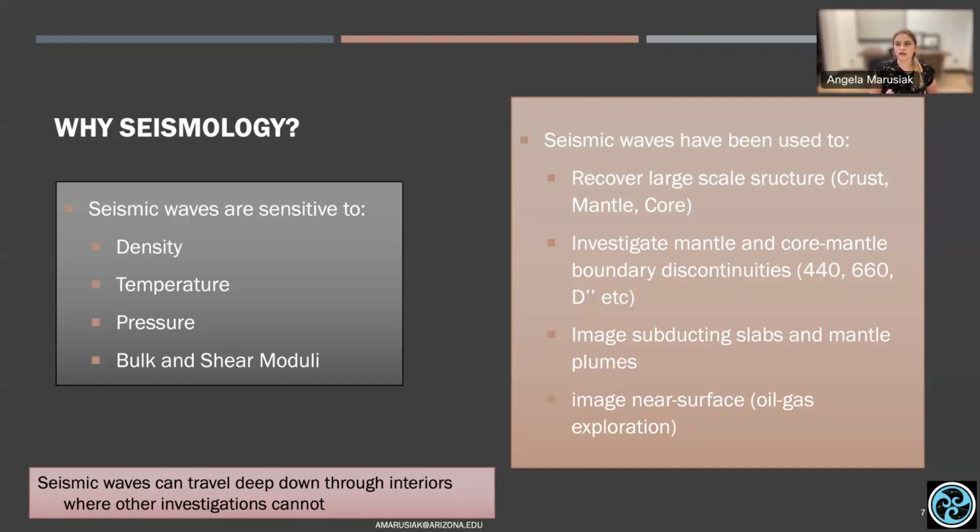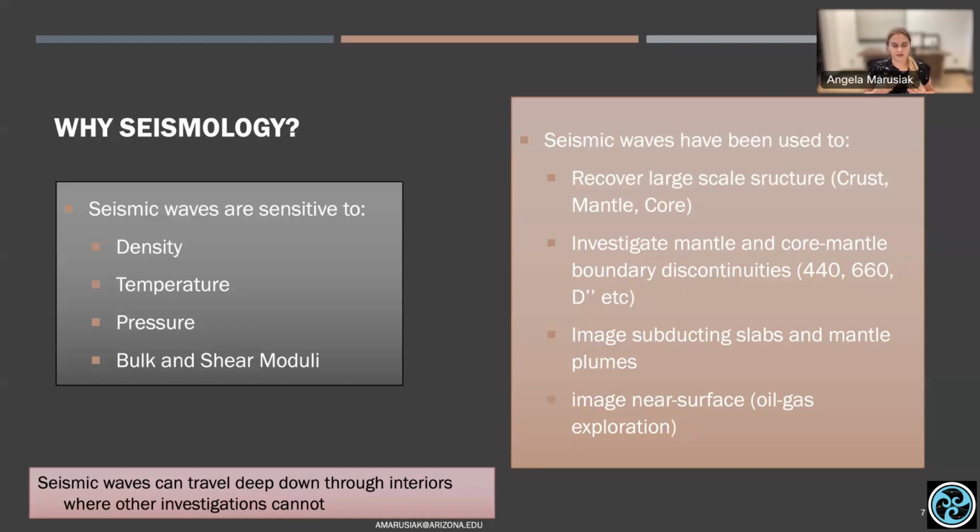On Earth, we look at the mantle discontinuities, the 440 and the 660 kilometer, also things like the D double prime layer at the core-mantle boundary. We can image subducting slabs and mantle plumes. So we can look for changes in temperature, which create slower or faster seismic velocities that we're able to pick up. And then we're also able to image the near surface. The oil and gas industry uses seismology quite a bit to look for reservoirs and to estimate whether or not there are hydrocarbons of interest in the near surface. So we can do something somewhat similar on Titan and search for our own hydrocarbons.